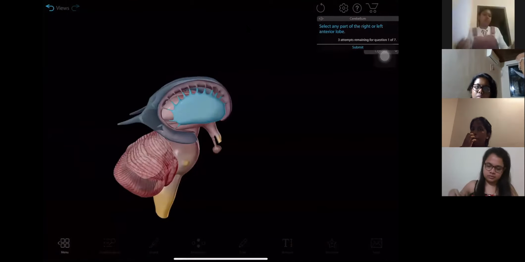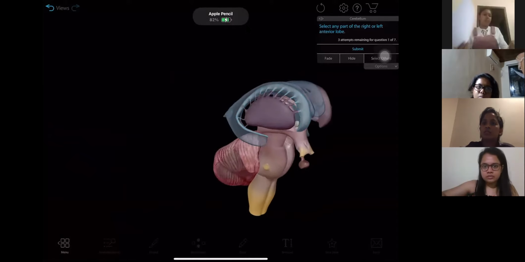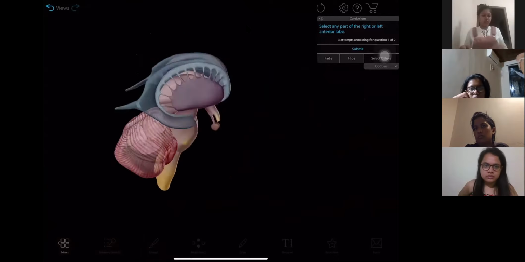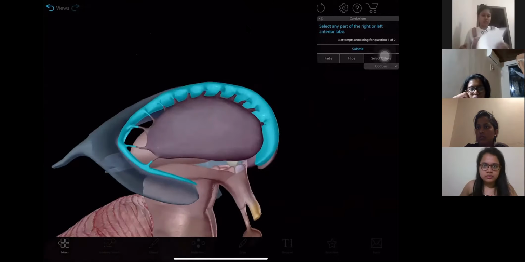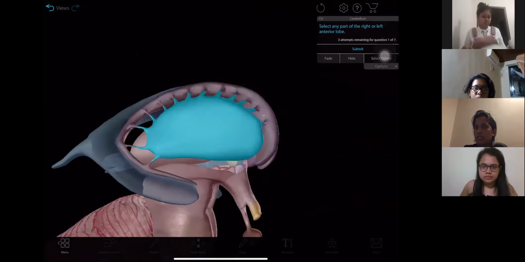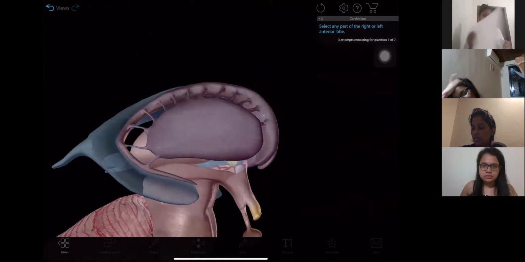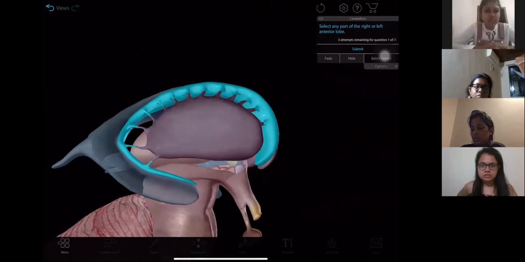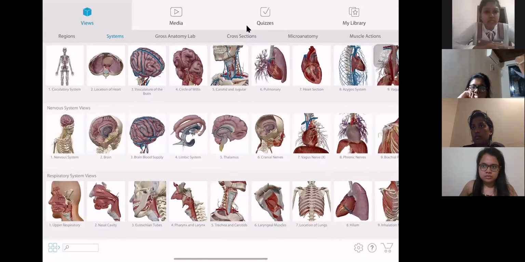Okay. Can someone tell me what is this structure? This thing that goes from top over the thalamus, goes below. What is the structure? Fornix. No, no, not the fornix. This is the cingulate gyrus. This is a nucleus. Okay, let me take a different one.